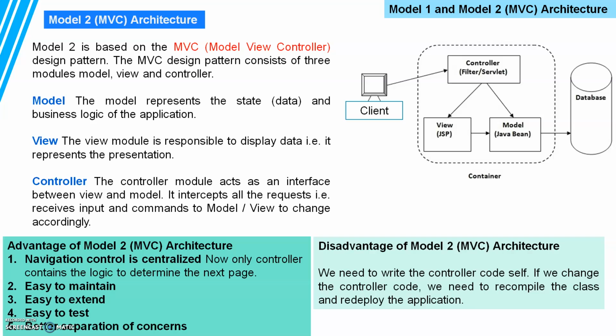So that is the benefit of the separation you are getting. Also, for these three tasks, the database handling, presentation, teams will work in parallel. In this sense also, your execution will be fast. Your development of the web application will be fast, as these are independent of each other. But what is the disadvantage of model 2? We need to write the controller code ourselves. If we change the controller code, we need to recompile the class and redeploy.